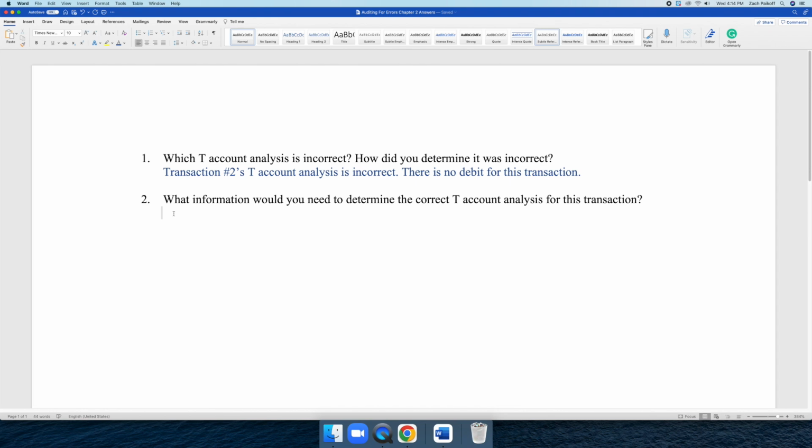This second and final question is asking us what information would we need to determine the correct T account analysis for this transaction.